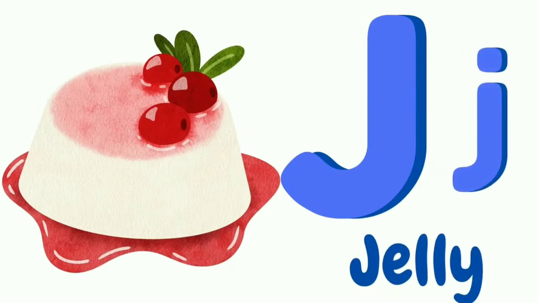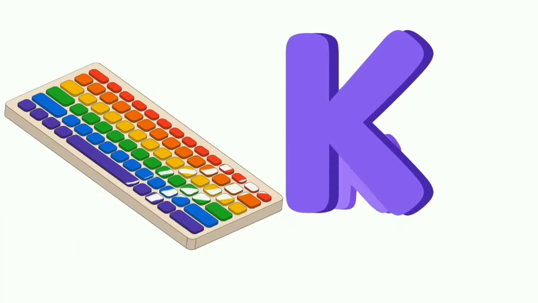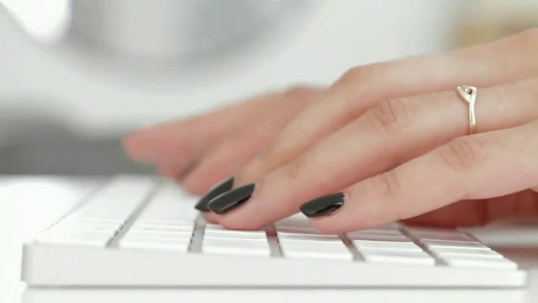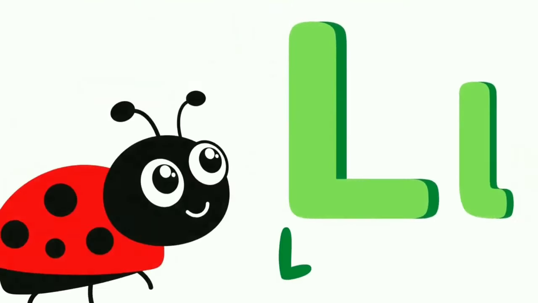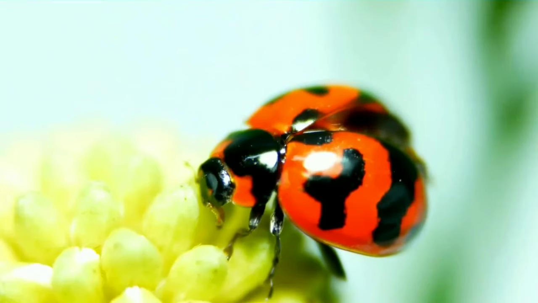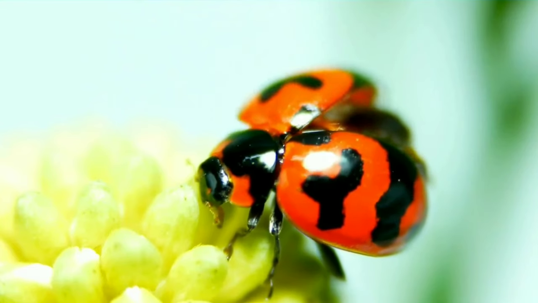J is for jolly, jolly, jolly. This is the jolly, jolly, jolly. K is for keyboard, keyboard, keyboard. This is a keyboard, keyboard, keyboard. L is for ladybug, ladybug, ladybug. This is a ladybug, ladybug, ladybug.